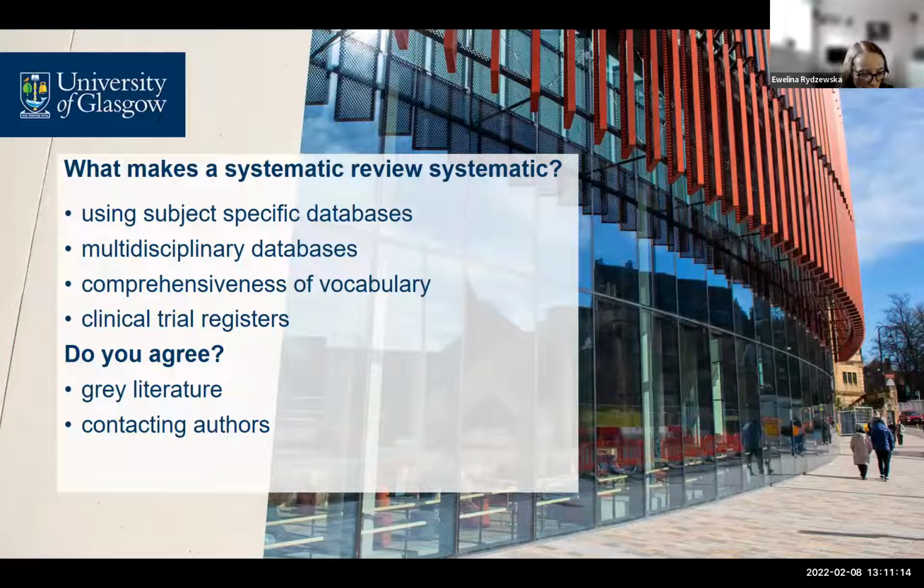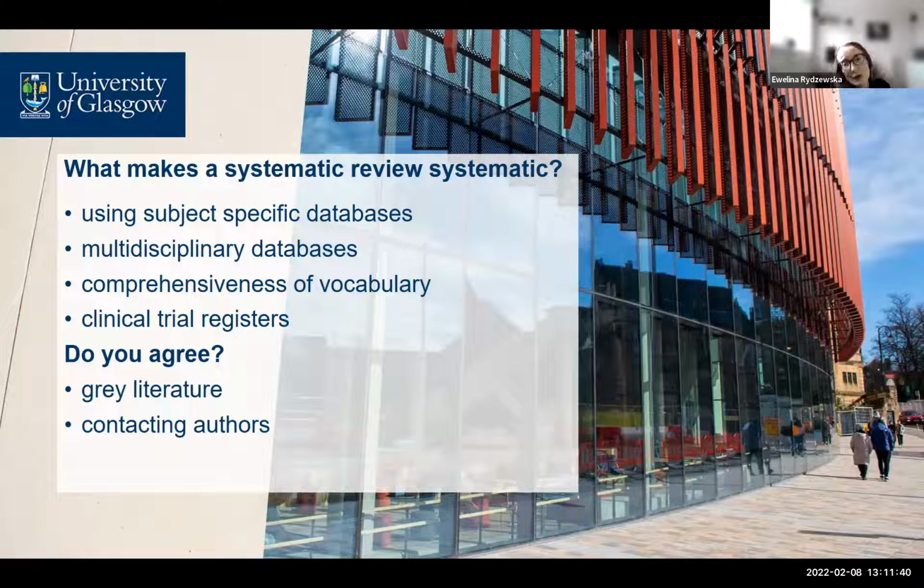Apart from very subject-specific databases, it's also good to choose those that might be quite broad in the type of studies or articles that they include, such as Web of Science, for example. It has all sorts of papers. So it's good to include those in your search strategy too.